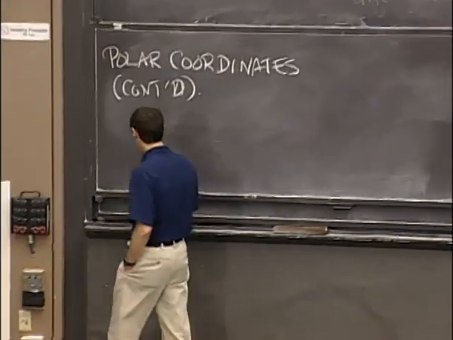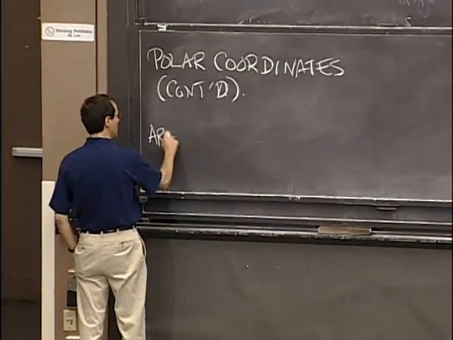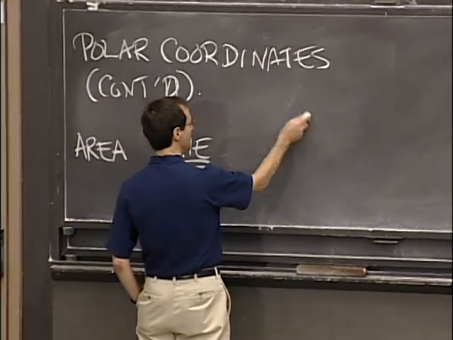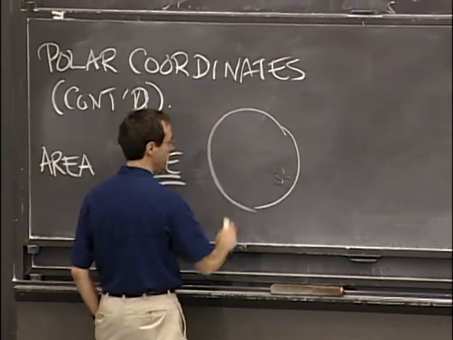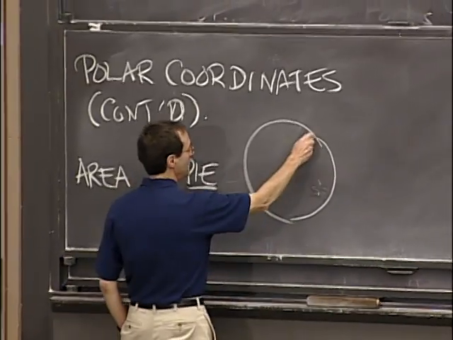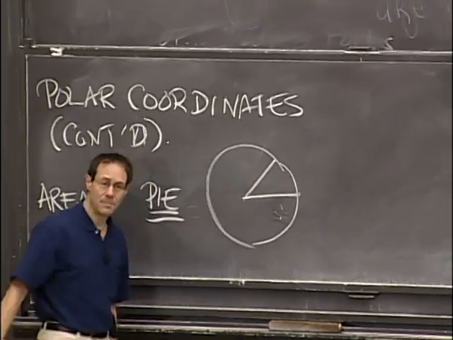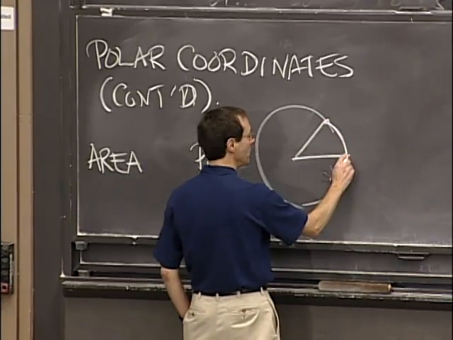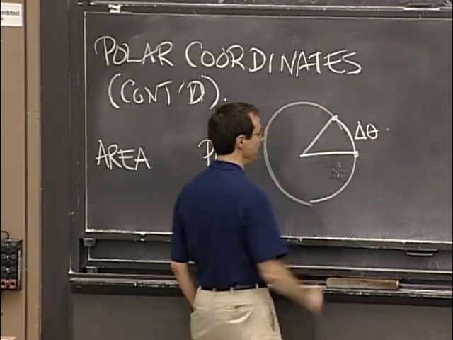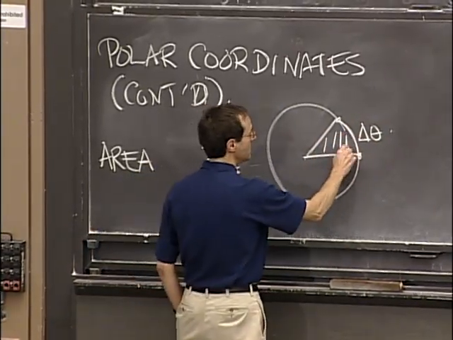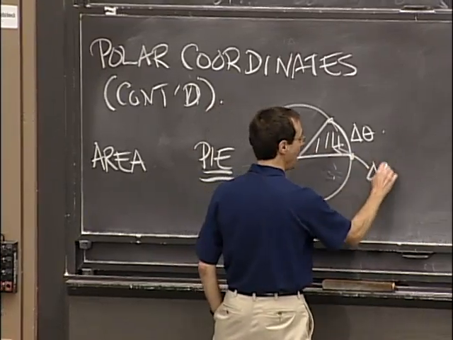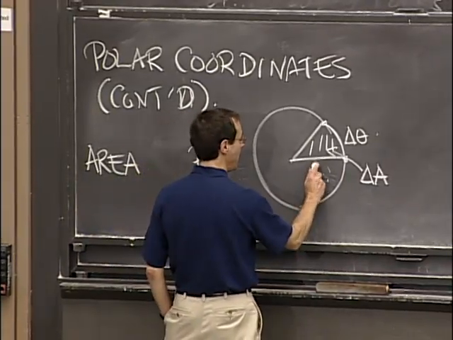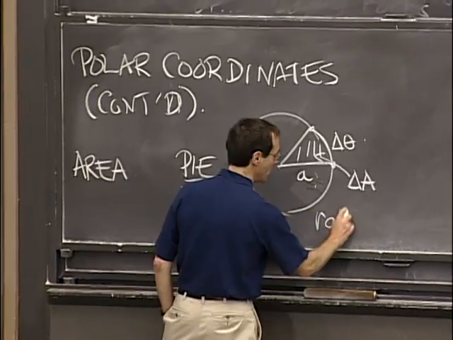And since we're all back from Thanksgiving, we can certainly talk about it in terms of a pie, which is the basic idea for area in polar coordinates. Here's our pie, and here's a slice of the pie. The slice has a piece of arc length on it, which I'm going to call delta theta. And the area of that shaded slice, I'm going to call delta A. And let's suppose that the radius is a, little a. So this is a pie of radius a.